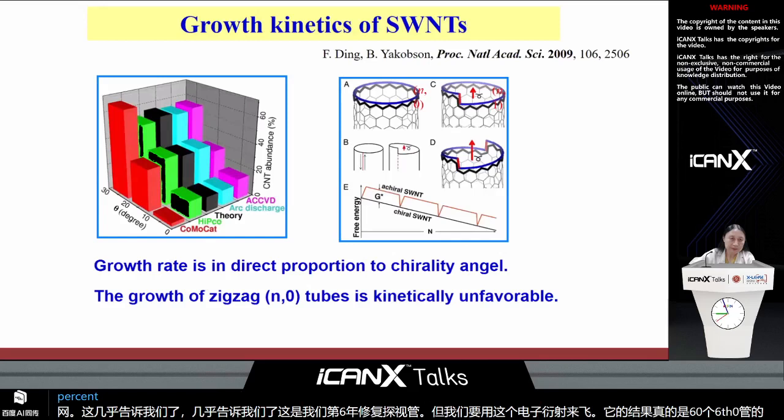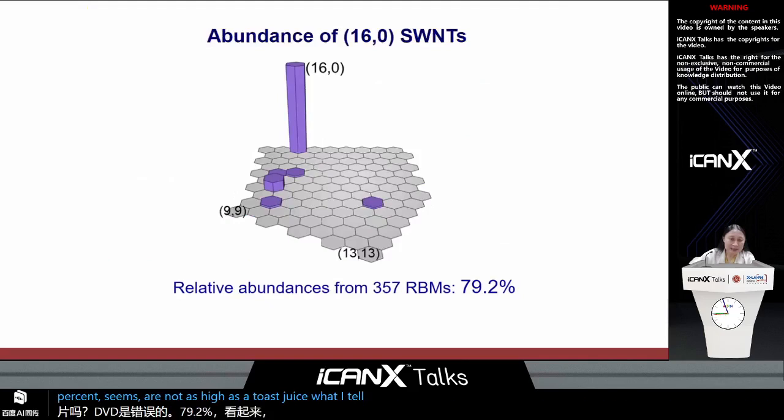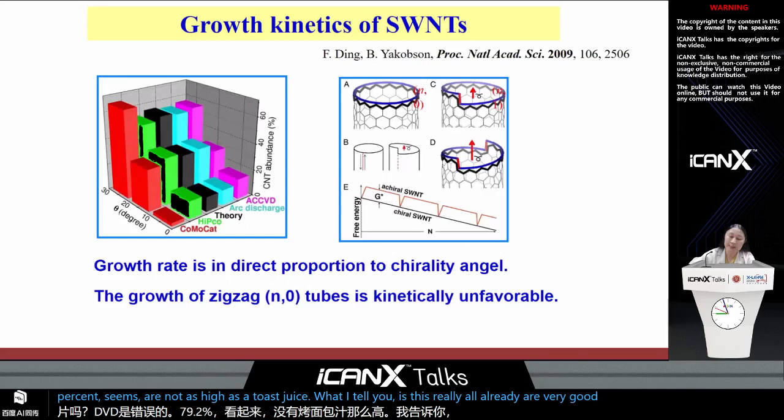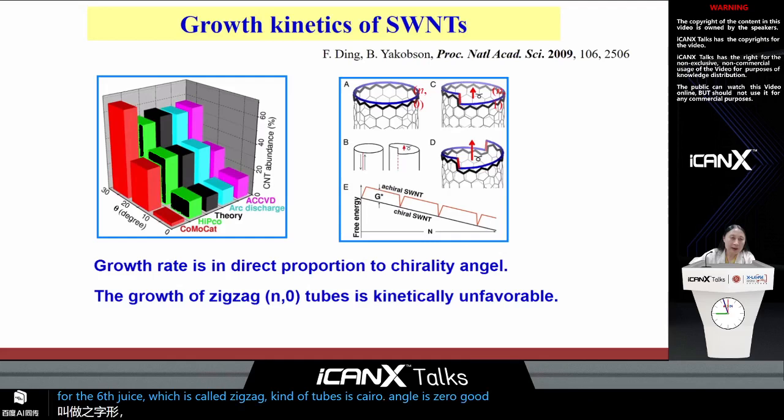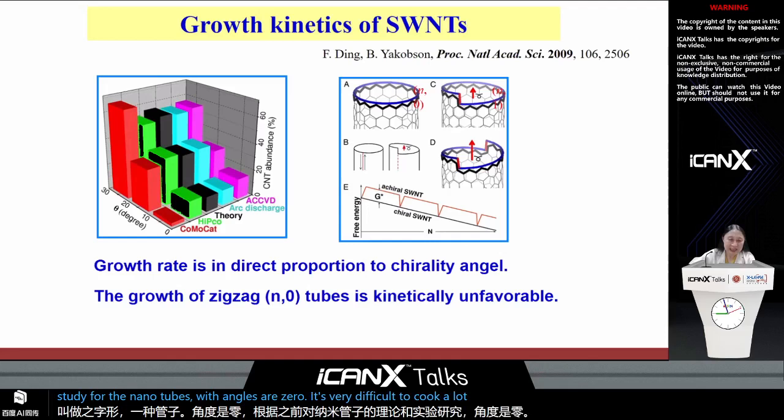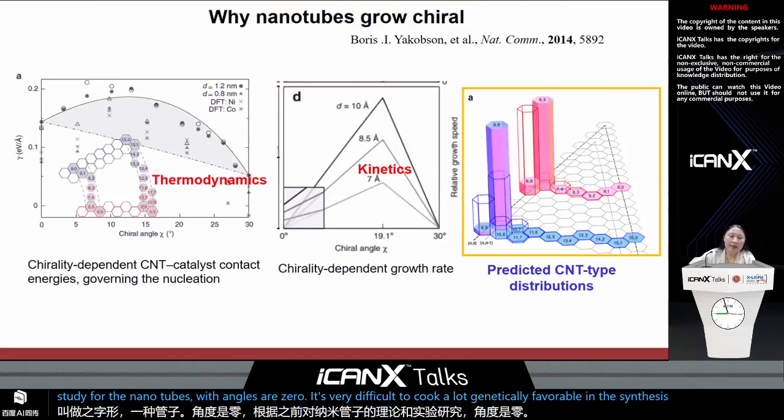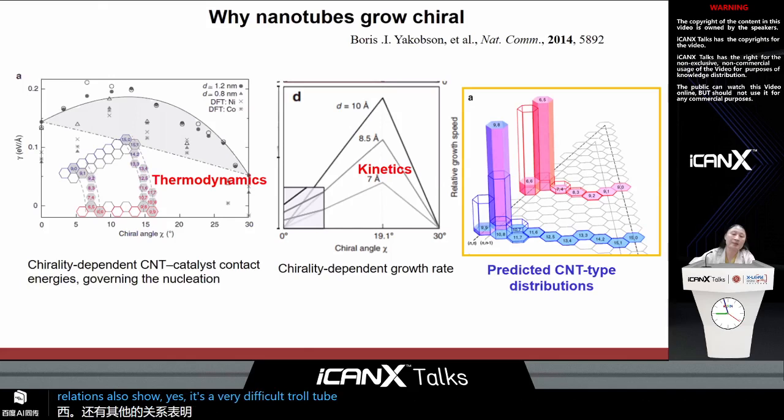It seems not as high as the (12,6) tubes, but I tell you, it's already a very, very good selectivity for (16,0) nanotubes, because (16,0) is a zigzag kind of tube, whose chiral angle is zero. According to previous theoretical and experimental studies, nanotubes with a chiral angle of zero are very difficult to grow. They are kinetically unfavorable in the synthesis. Other simulations also show it's very difficult to grow tubes of zigzag type. For this, around 80% selectivity is already quite high.